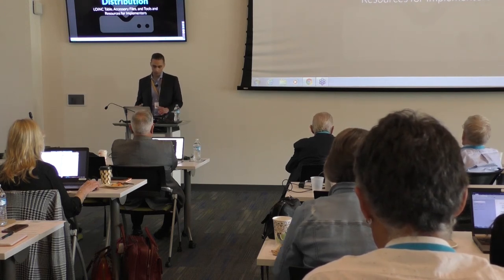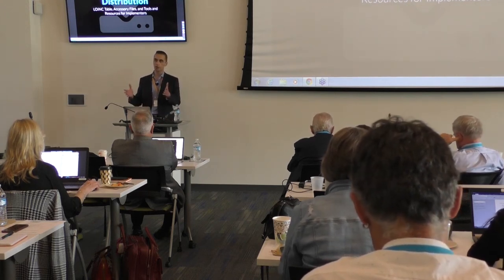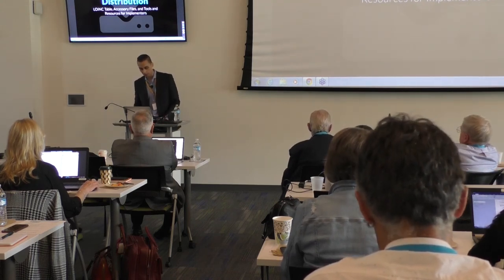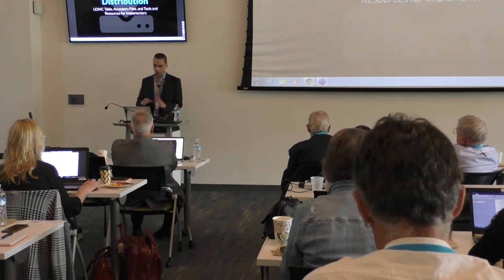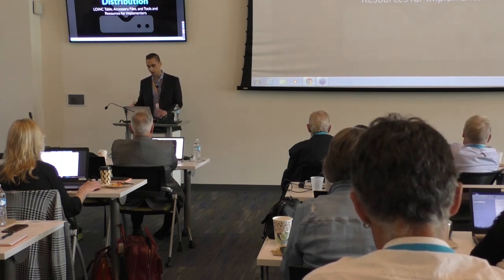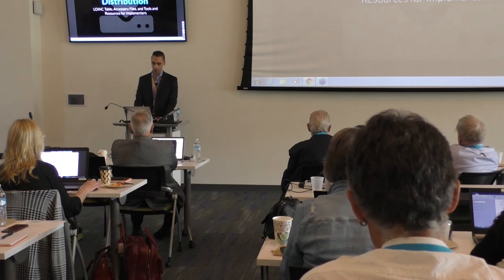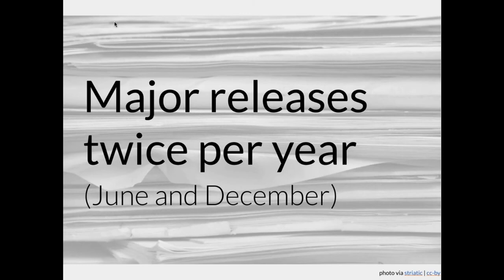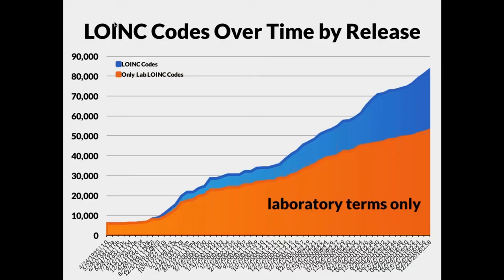The primary thing, the main artifact, of course, is the table, the database, which is the main LOINC file. But there's a whole collection of other things, including accessory files, tools, and resources, that are wrapped around that core thing. We publish official releases twice per year, in June and December. This graph shows the growth in LOINC over time, the number of codes in the database over time by each of those releases.